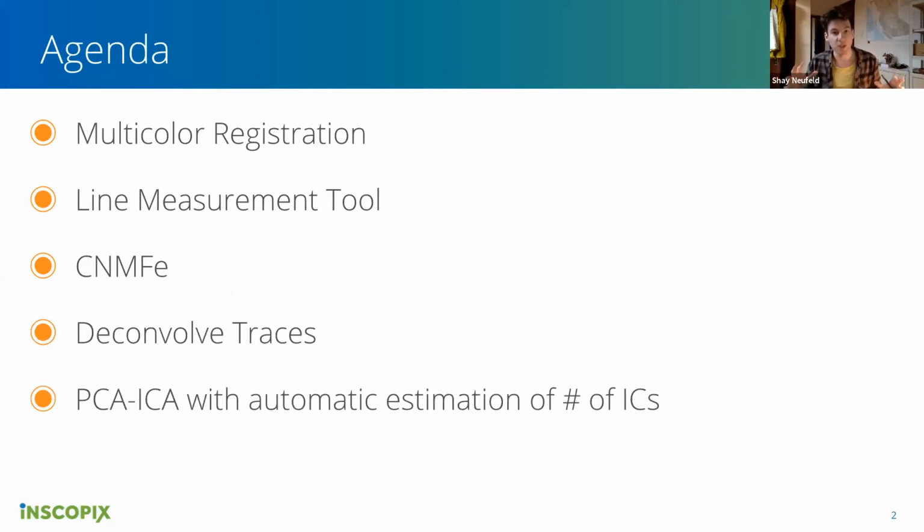And then finally, we're going to walk through a new PCA-ICA with automatic estimation of ICs. Nothing about the PCA-ICA algorithm itself has changed. We've just added this functionality where instead of having to manually input the number of ICs, you can instead select auto. And then by entering in the average cell diameter, it will make an automatic estimation of that number for you.